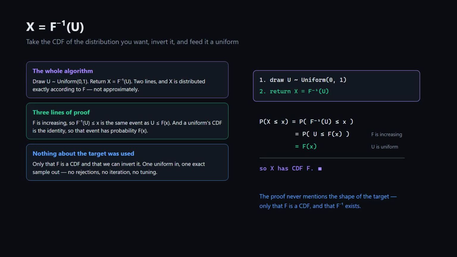Notice what the argument needed. Only that F is a cumulative distribution function, and that we can invert it. Nothing whatsoever about the shape of the target. One uniform number goes in, one exact sample comes out, every single time. No rejections, no iteration, no tuning.